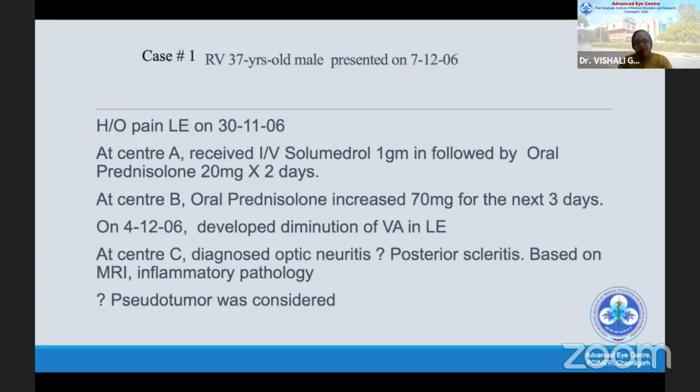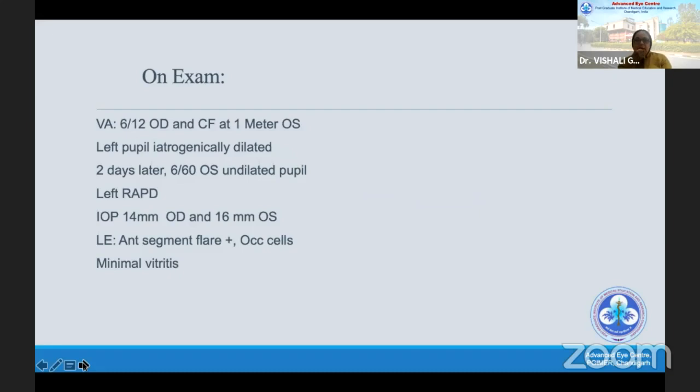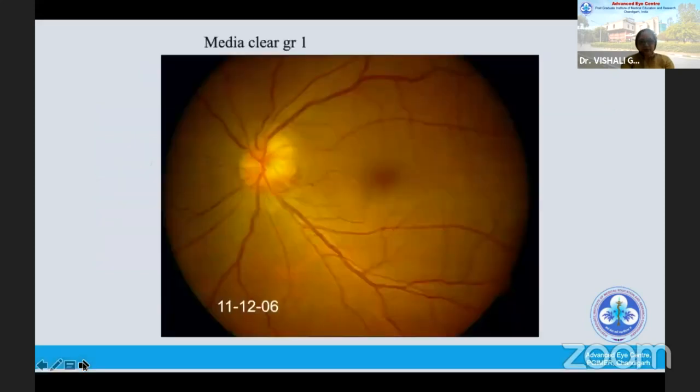Went to center C. They said, well, it could be posterior scleritis or optic neuritis, so he underwent MRI, and even pseudotumor was considered. His vision at that time was counting fingers, and the pupil was iatrogenically dilated. When the left eye pupil was seen, he had RAPD. There was some flare and cells and a minimal amount of vitritis.